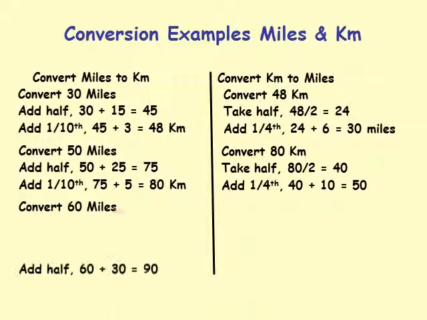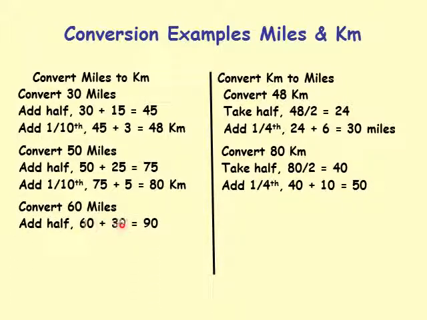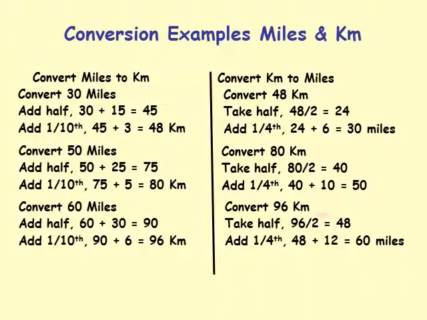Let's convert 60 miles. Add half. 60 plus 30 is 90. Add a tenth of 60. Okay, 96. Convert 96 kilometers. Take a half. 96 divided by 2 is 48. Add a fourth of 48. 48 plus 12 is 60. Start with 60 miles, get 96 kilometers. Start with 96 kilometers, get 60 miles.